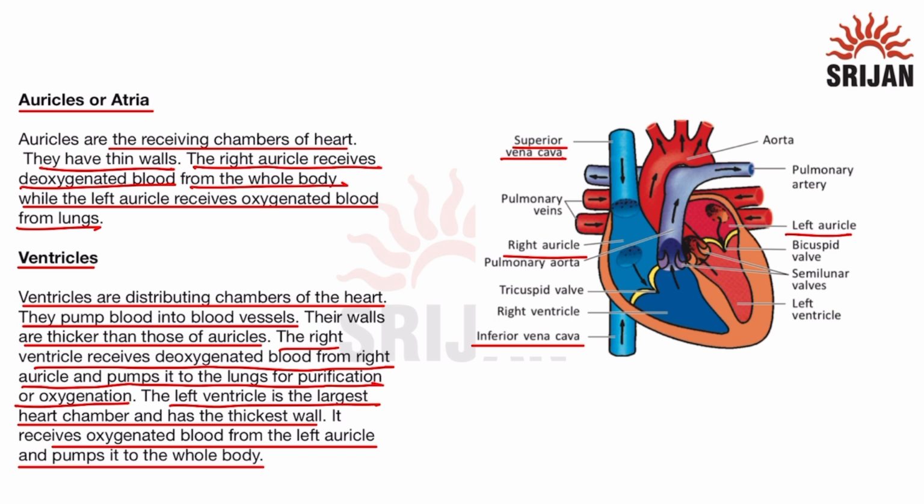So we can see in this figure, the oxygenated blood from the lungs comes from the pulmonary veins to the left auricle, which is shown here, and the oxygenated blood from the left auricle will reach the left ventricle, and this left ventricle has thick walls and it has to pump the blood to the largest artery, which is shown here, that is known as aorta. So aorta helps to pump the oxygenated blood to the various parts of the body.